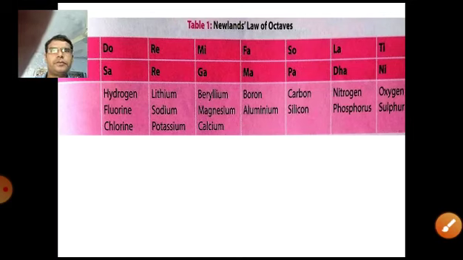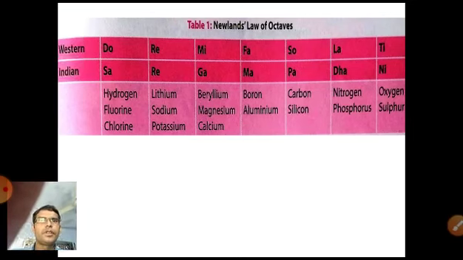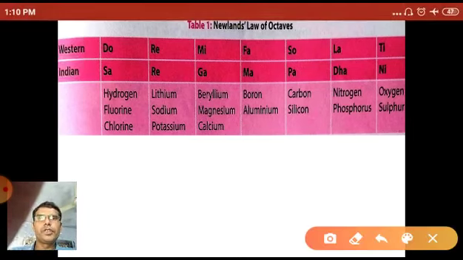So in music, in the Western, the notes are do, re, mi, fa, sol, la, ti, do. In the Indian, sa, re, ga, ma, pa, dha, ni, sa. So the eighth note is the sa. The eighth note again repeats sa, similar to the first note.